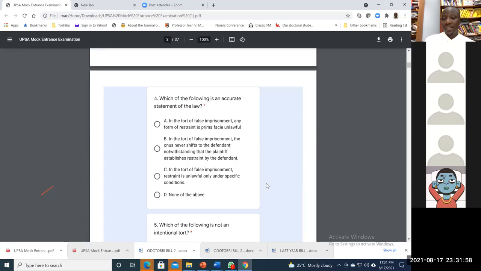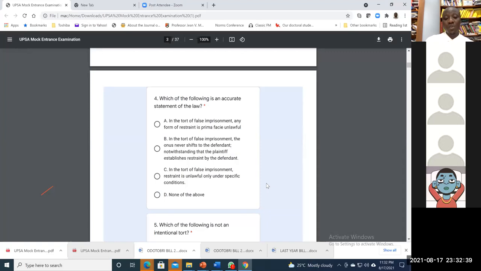I mean, that is not correct. Because if someone is complaining that you falsely imprisoned me, you confined me, or you delimited me in a particular space, a vehicle, car, a room or wherever, or even open space, but some things were there to prevent me from escaping. Now, once the plaintiff has shown that, then you, the defendant, will have the burden to rebut that. So the burden will definitely shift to you. So B is never correct.